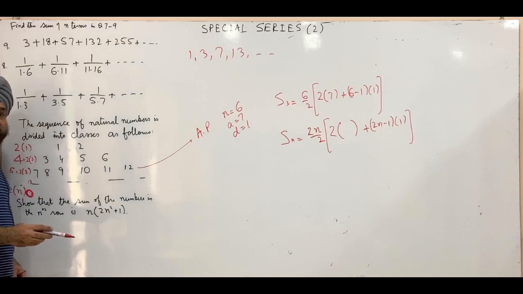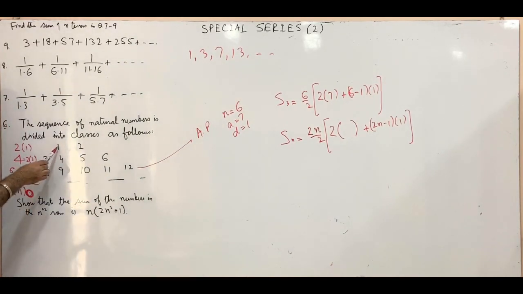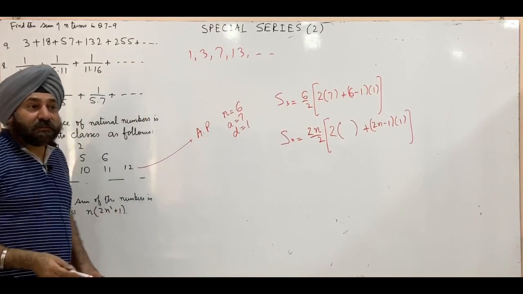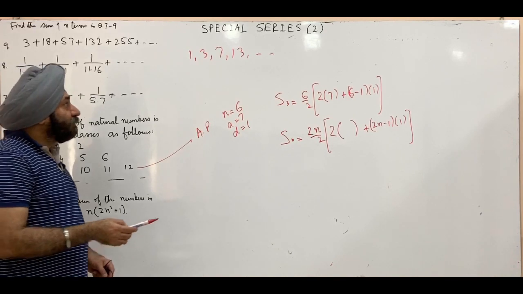So can we say first term of the nth row will be nth term of the series 1, 3, 7, 13 and so on. So that means we should find out nth term of this series. Now identify the series.